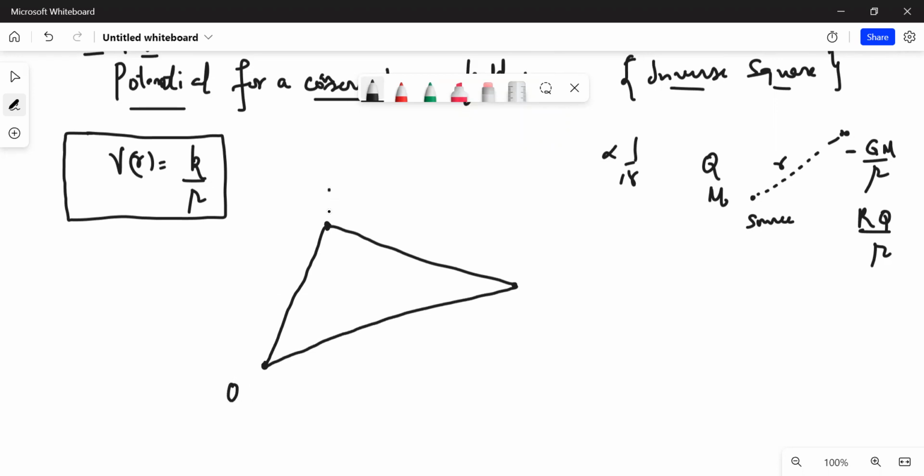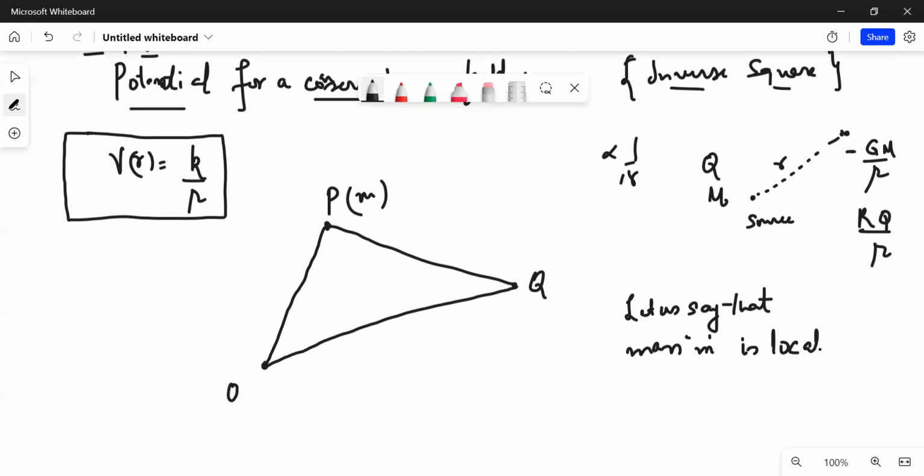Let's say this is your point P, and this is your point Q, and let us suppose that your mass M is located at point P, at some distance from the origin. Let us say this distance is a constant a, and this angle is your phi.